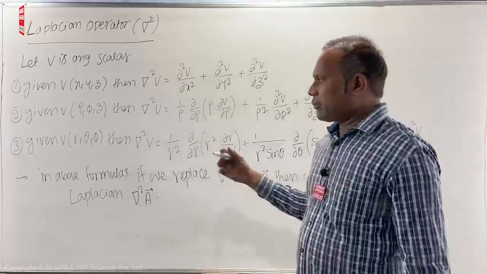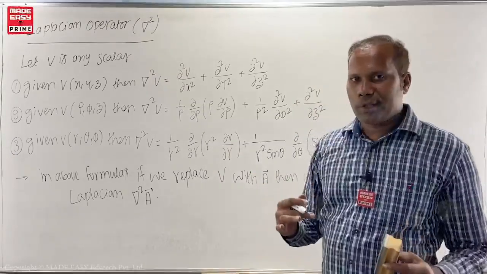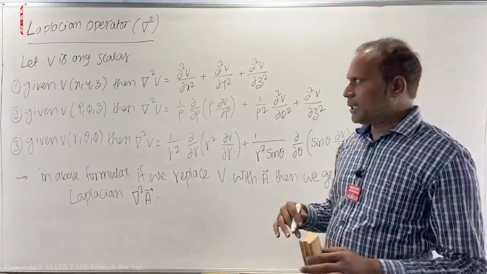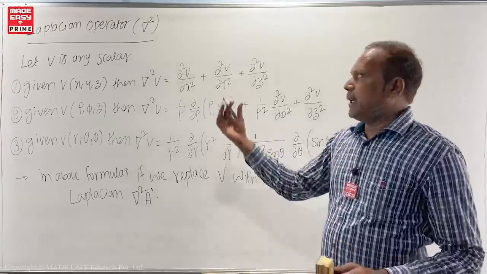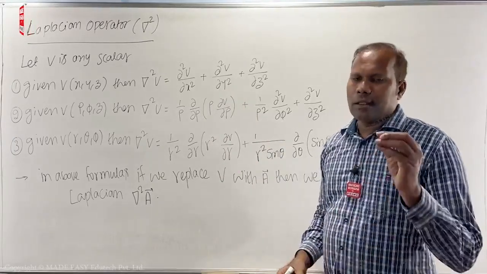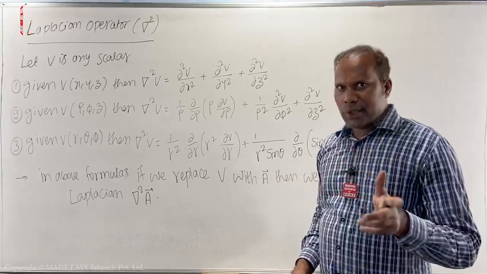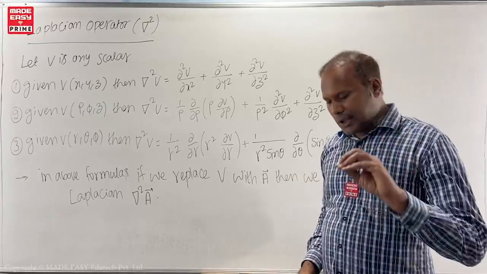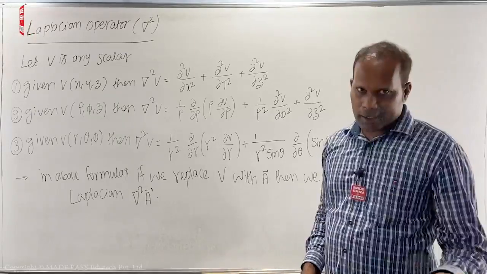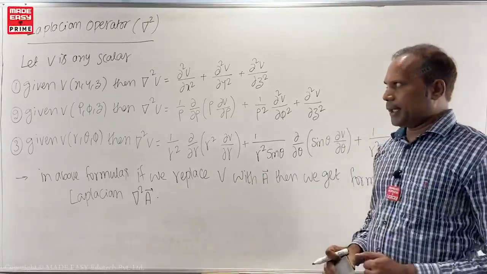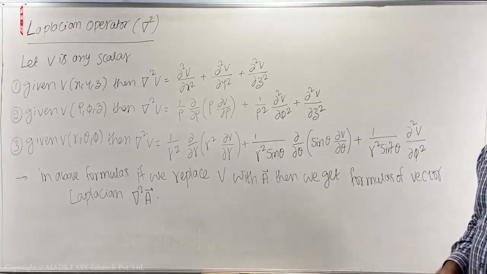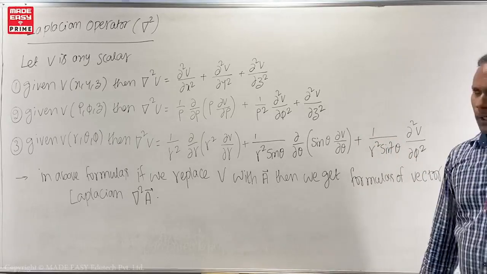Actually, what are the example formulas in electromagnetic theory based on the Laplacian operator? Answer is the Laplace equation and Poisson equation of static electric field as well as magnetic field. We will discuss that later on. Don't worry about that one. So you have to remember these formulas. Okay.